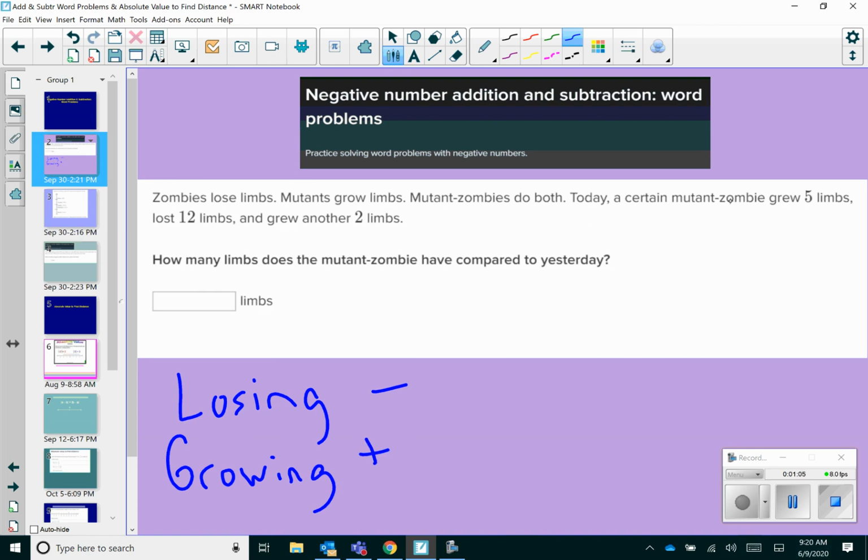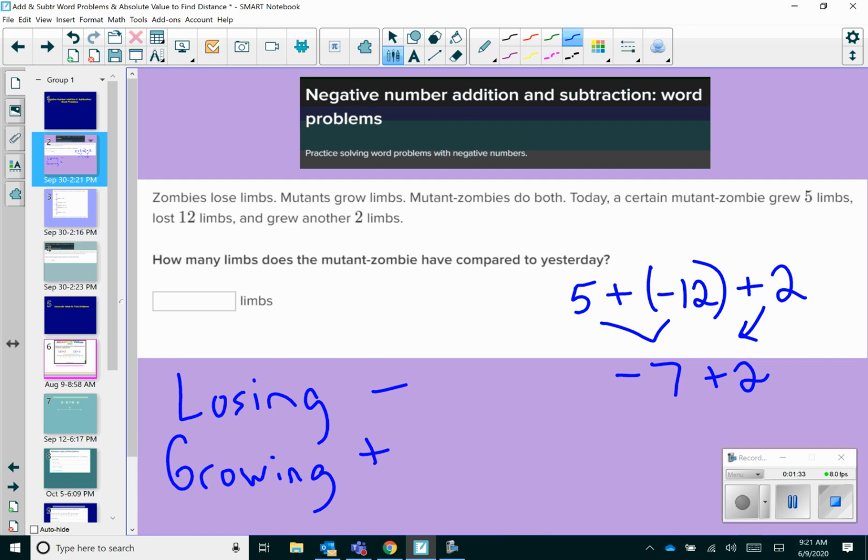So it says today a certain mutant zombie grew 5 limbs, that's a positive 5, then lost 12 limbs, so I'm going to add a negative 12, and then grew another 2 limbs. So now we're just going to solve it. We're going to go left to right. 5 plus negative 12, they're different signs, so we subtract. 12 minus 5 is 7, and I have more negatives than positives. And now I'm just going to bring this piece down, negative 7 plus 2. Again, different signs, so we're going to subtract. 7 minus 2 is 5, and we have more negatives than positives. So your answer would be negative 5 limbs.